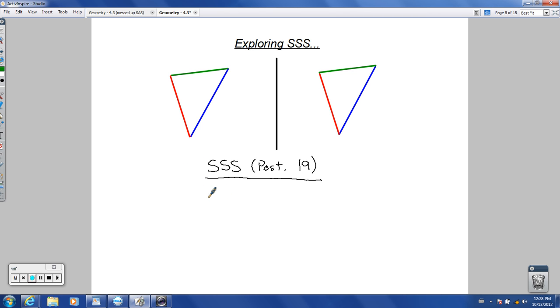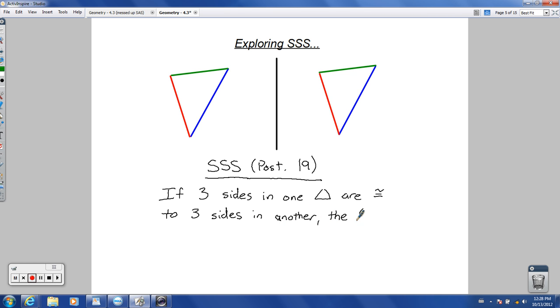So the postulate says that if three sides in one triangle are congruent to three sides in another, the triangles are congruent. They must be congruent. So the triangles are congruent.